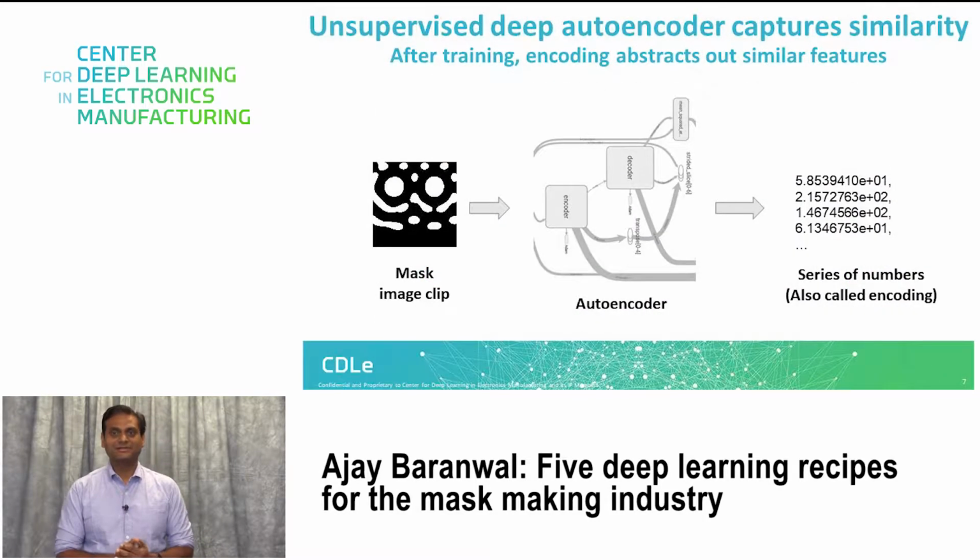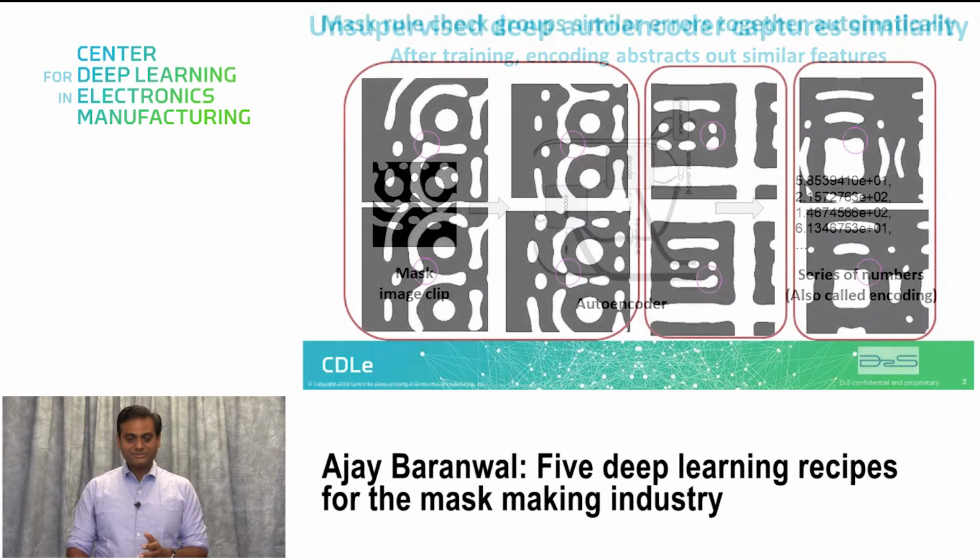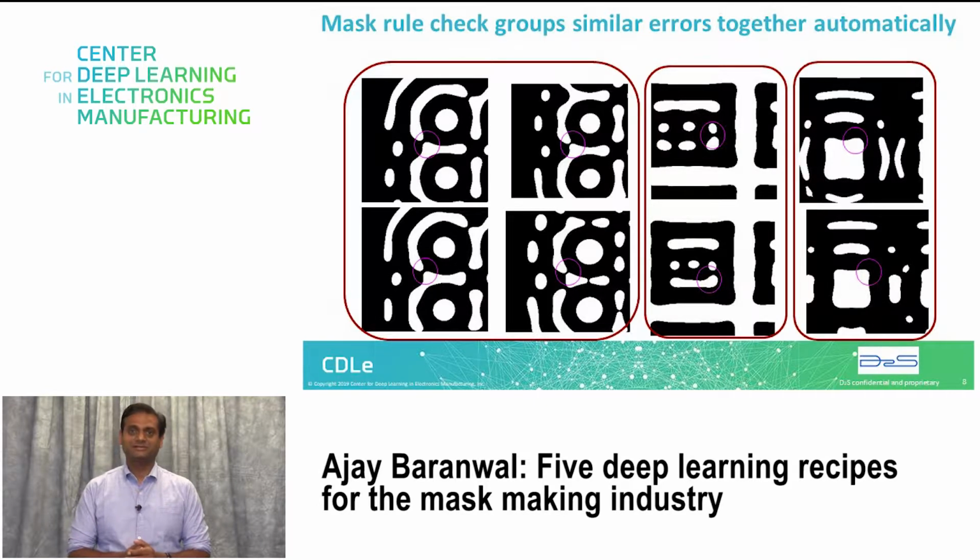In order to capture the similarity, autoencoders are a great technique. They have been around for a long time, and they are used to reduce the dimensionality of the numerical representation, and also to capture the similarity of the input data. For example, in this case, on the left image, I have taken a mask image clip and pushed it to the autoencoder, and then I get a vector which has a series of numbers, and those numbers are also called embedding or encoding, and using those encodings we have been able to group these errors very nicely. As you can see, out of those 8 images we have 3 different groups. So that was pretty promising.